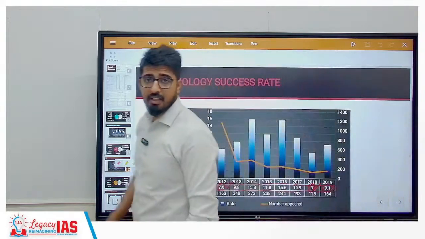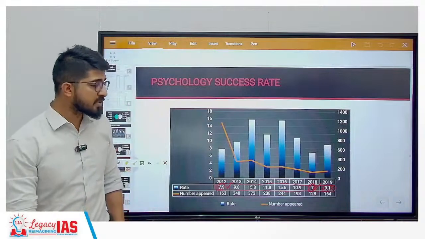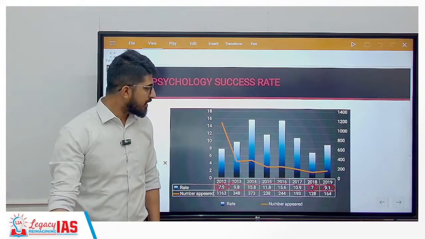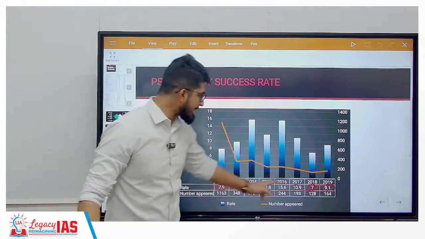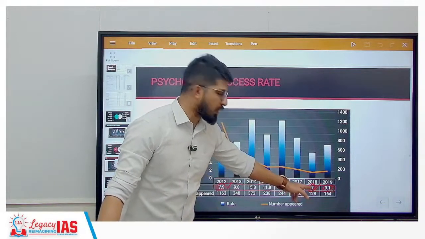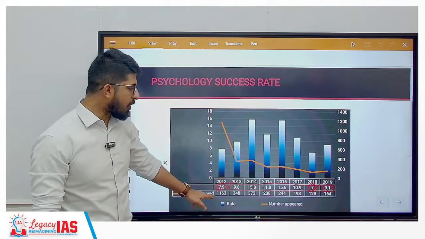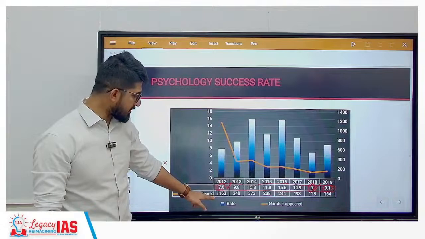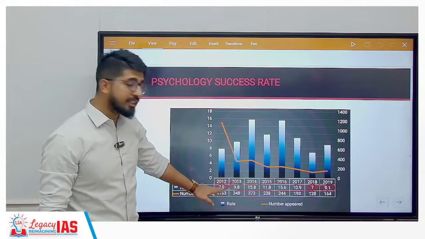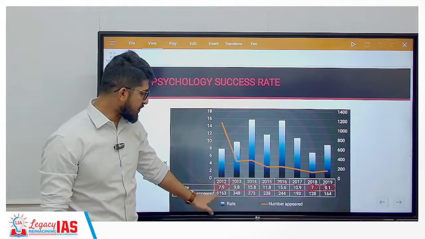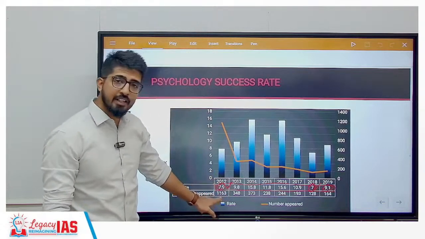So the risk of choosing this as an optional is lesser compared to anthropology, right? Why? Because you already see there has been a downfall in the success rate at times. And look at the number of people. The competition is pretty less in this subject because of this 1163. This was the year the paper was very, very tough, right? 2012. After that, the year it was tough.